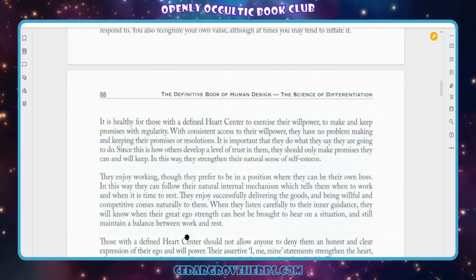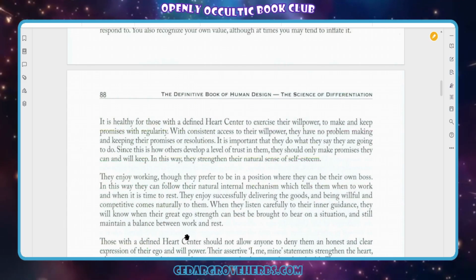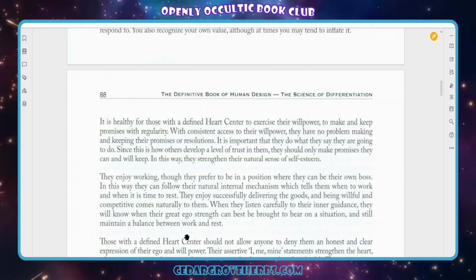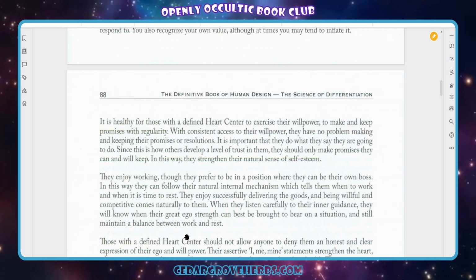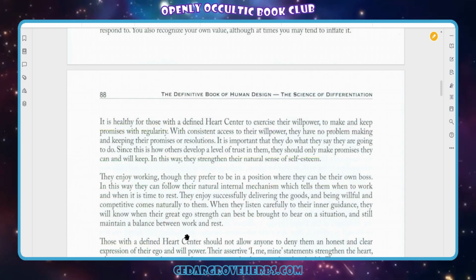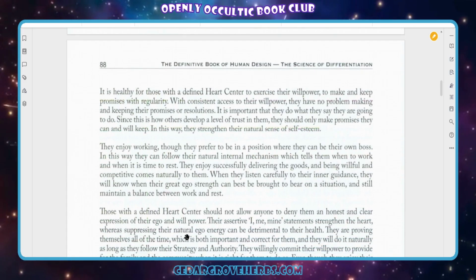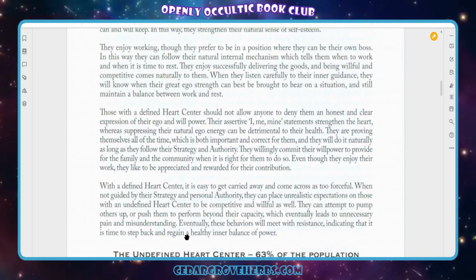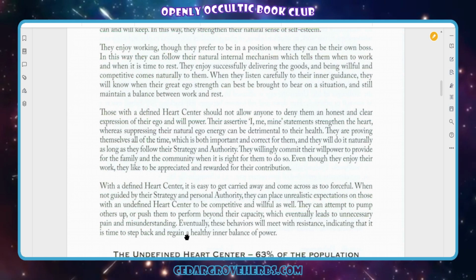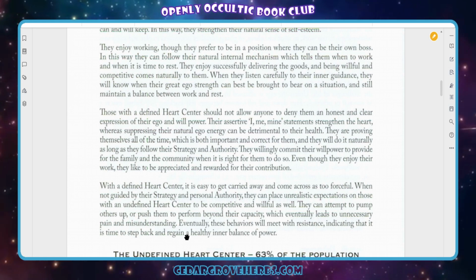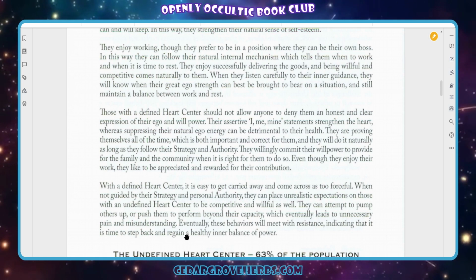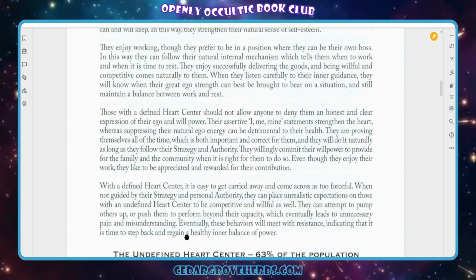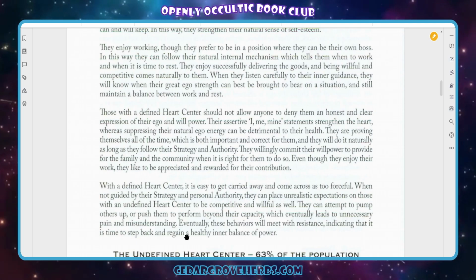It's important that they do what they say they're going to do. Since this is how others develop a level of trust in them, they should only make promises that they can and will keep. In this way, they strengthen their natural sense of self esteem. They enjoy working, though they prefer to be in a position where they can be their own boss. In this way, they can follow their natural internal mechanism, which tells them when to work and when it's time to rest. They enjoy successfully delivering the goods, and being willful and competitive comes naturally to them.